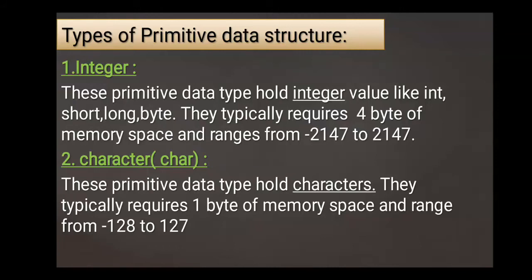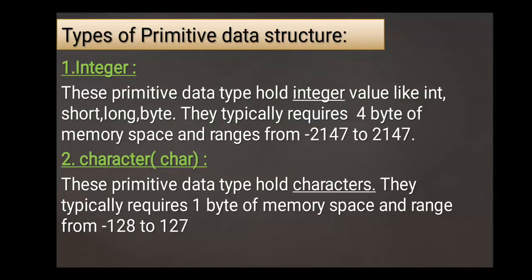Primitive data structure. Types of primitive data structure. In that, first is integer. These primitive data types hold integer values like int, short, long, byte, etc. They typically require 4 bytes of memory space and range from minus 2147483648 to plus 2147483647.